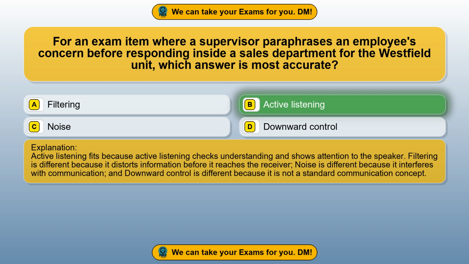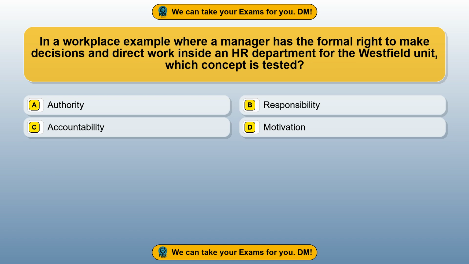Noise is different because it interferes with communication, and downward control is different because it is not a standard communication concept. Question 93. In a workplace example where a manager has the formal right to make decisions and direct work inside an HR department for the Westfield unit, which concept is tested?